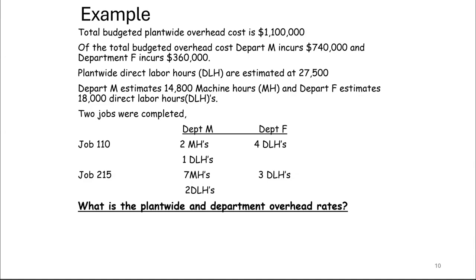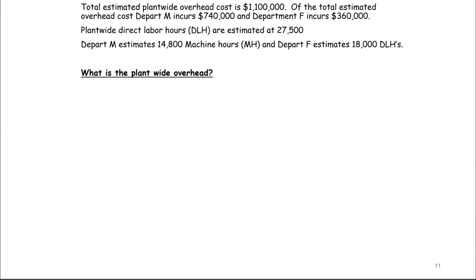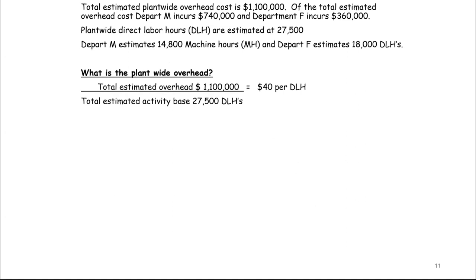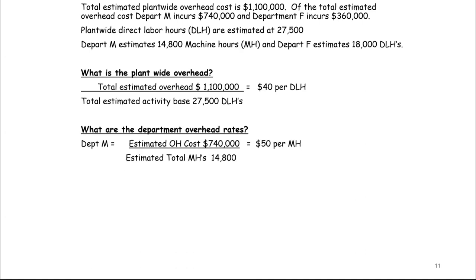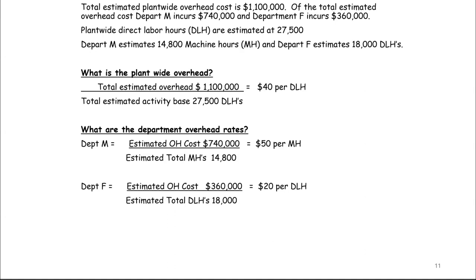And then 2 jobs were completed, and this is what the actual usage was. But first, we know what the costs are, so what we have to do is come up with the rate. For overall plant-wide overhead, it'd be $40 for every direct labor hour. Now, what about our department overhead rates? Well, for Department M, since we're using machine hours, it'd be $50. And for Department F, it would be direct labor hours. So now we have all of our rates.